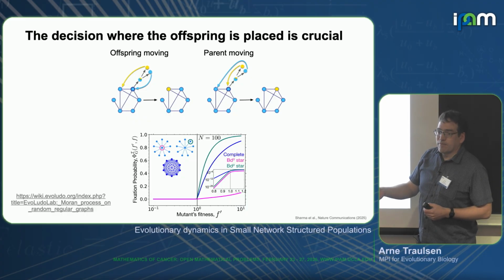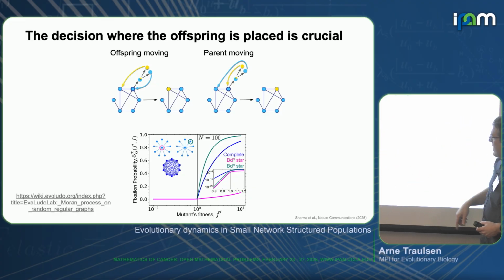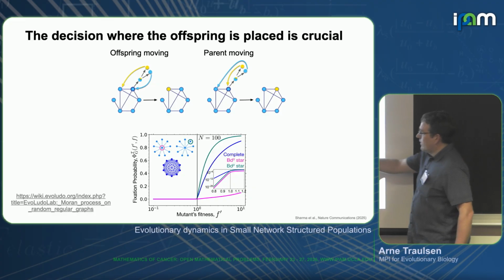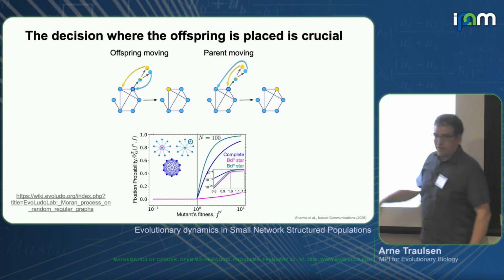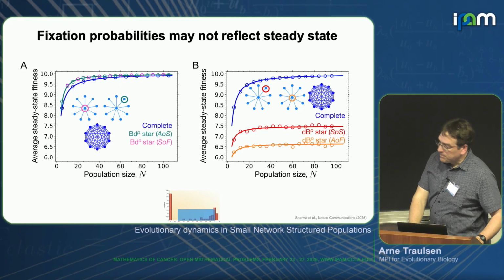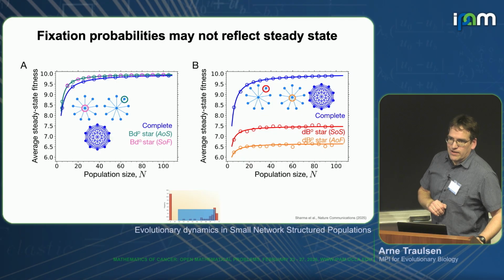And the parent is the one that doesn't have a mutation. That means mostly the mutations arise out here. And in the other one, in this purple thing here, they mostly arise in the middle. That's the process that I explained earlier. So in the long run, these fixation probabilities may not really reflect the steady state. You really have to look at different properties of the graph.